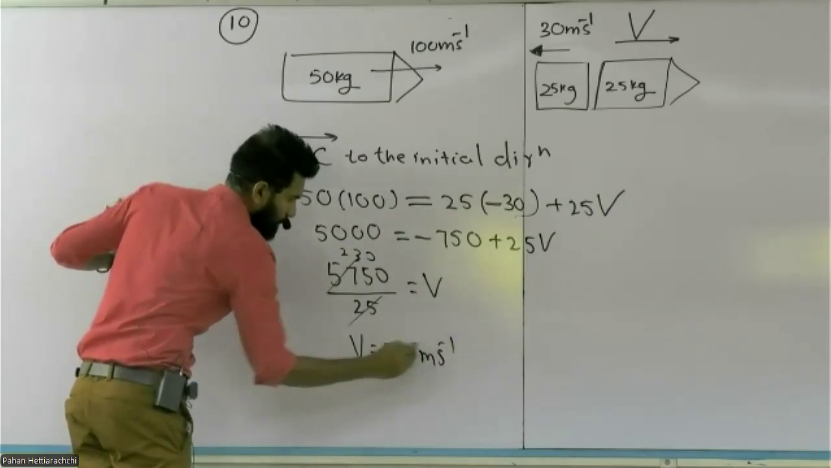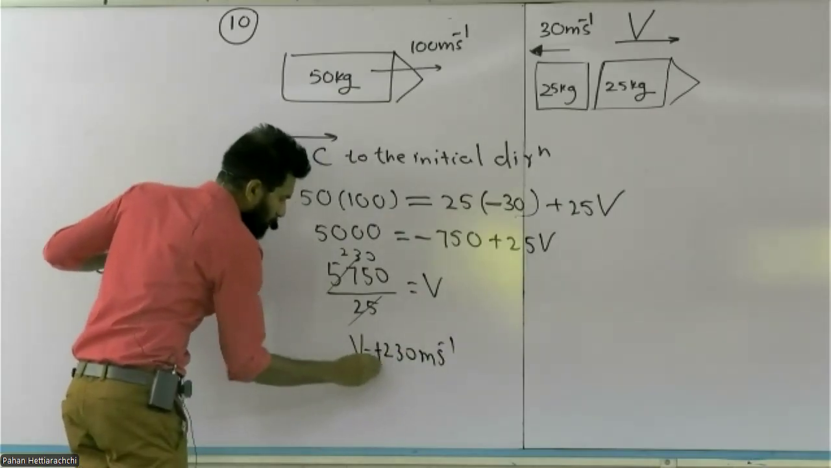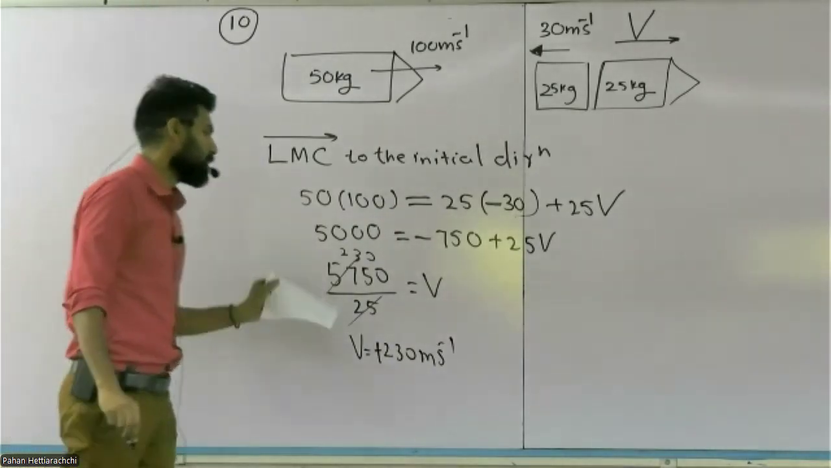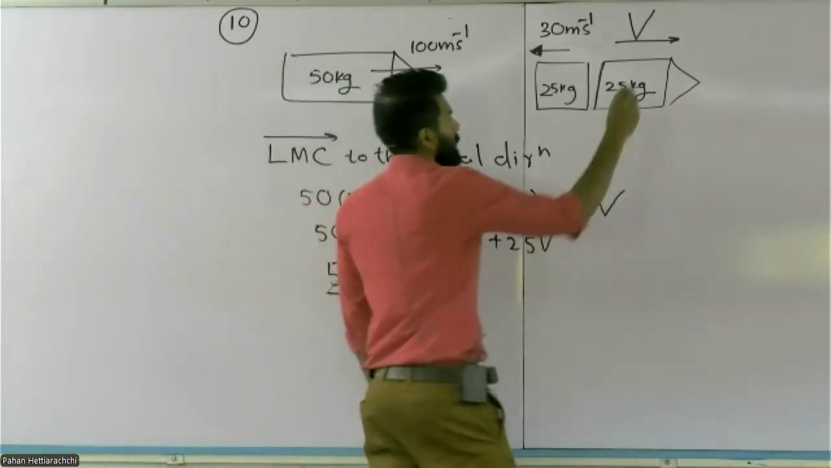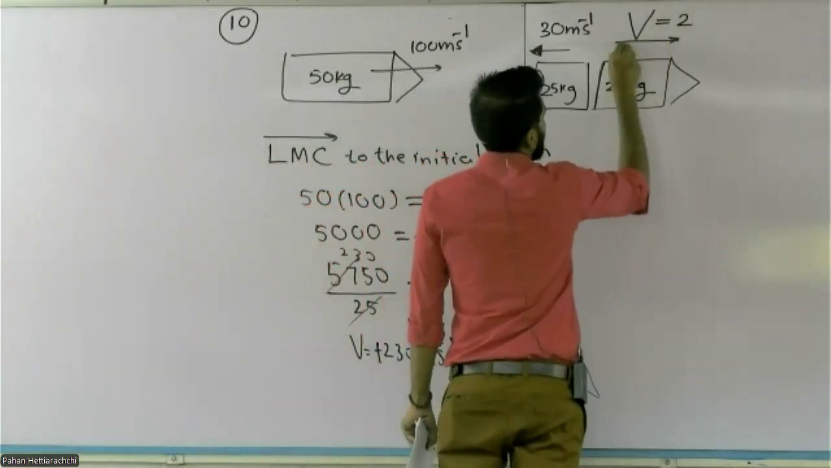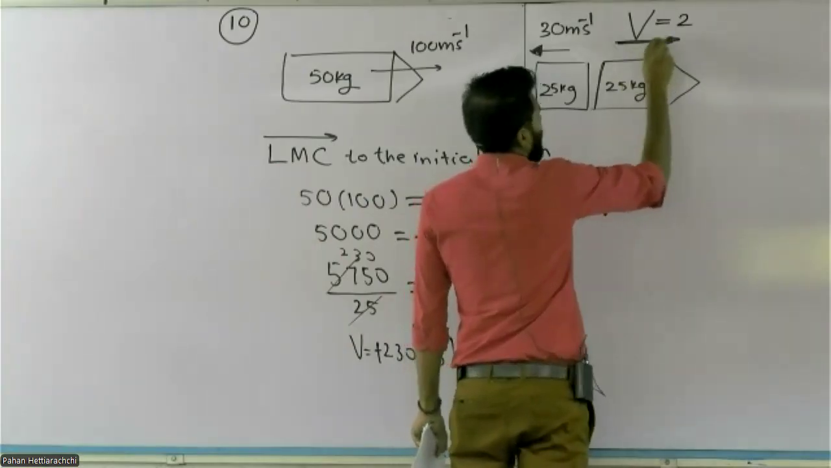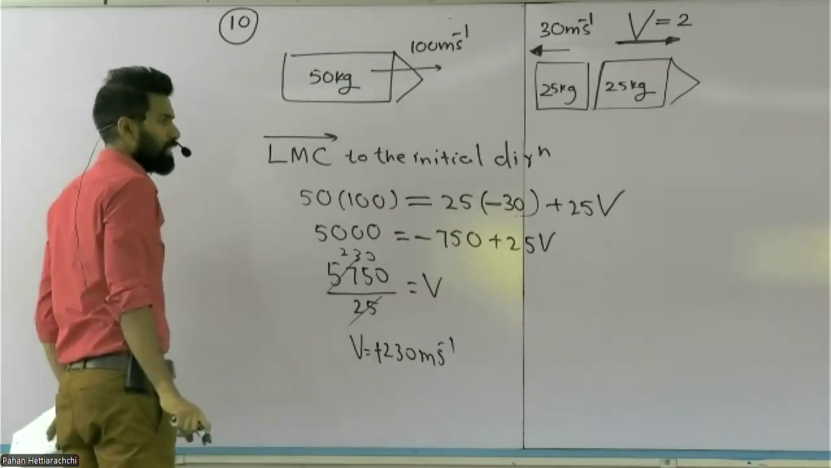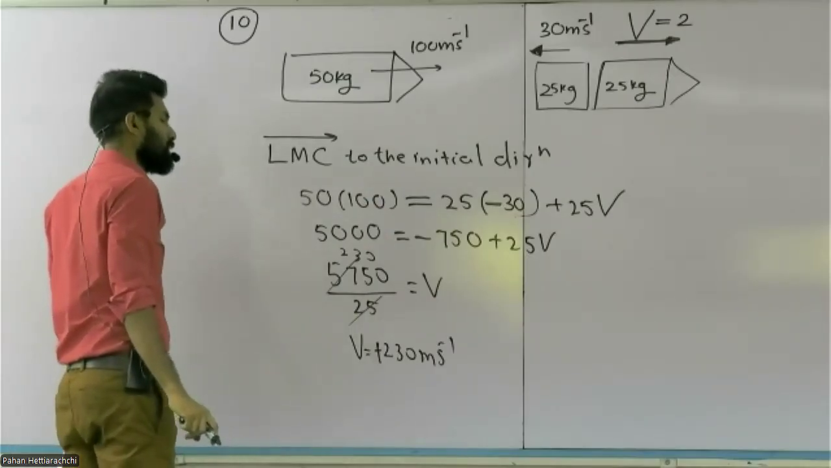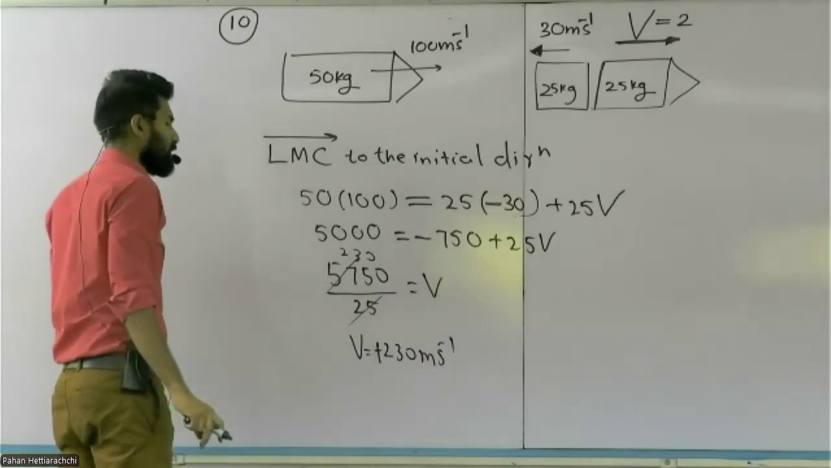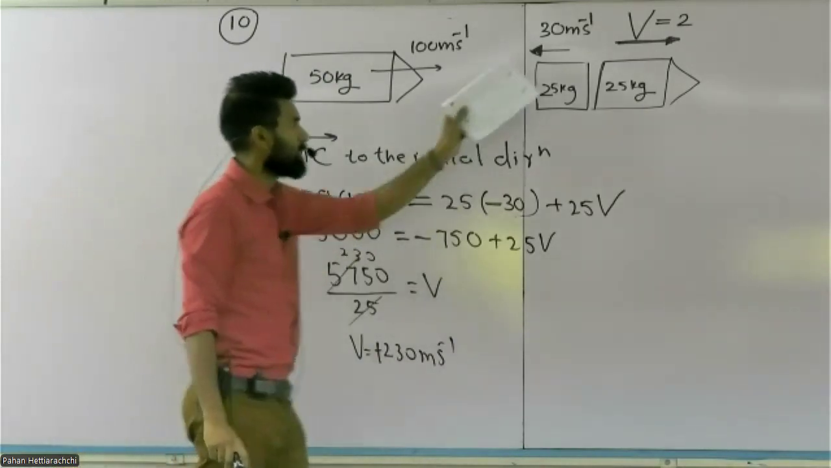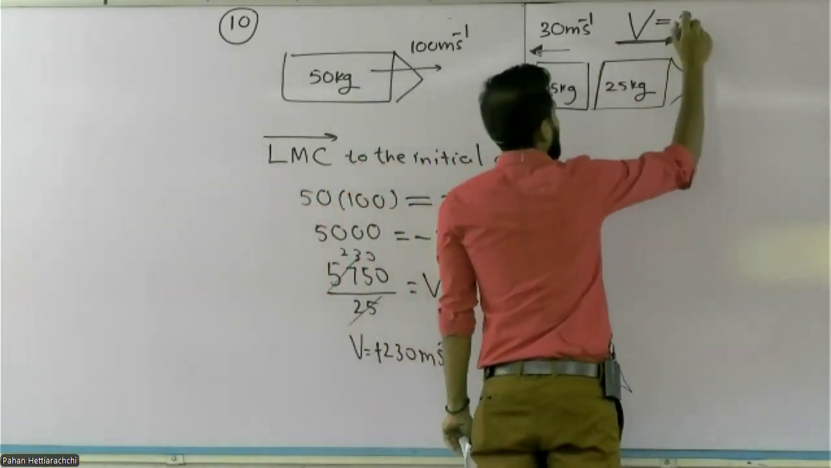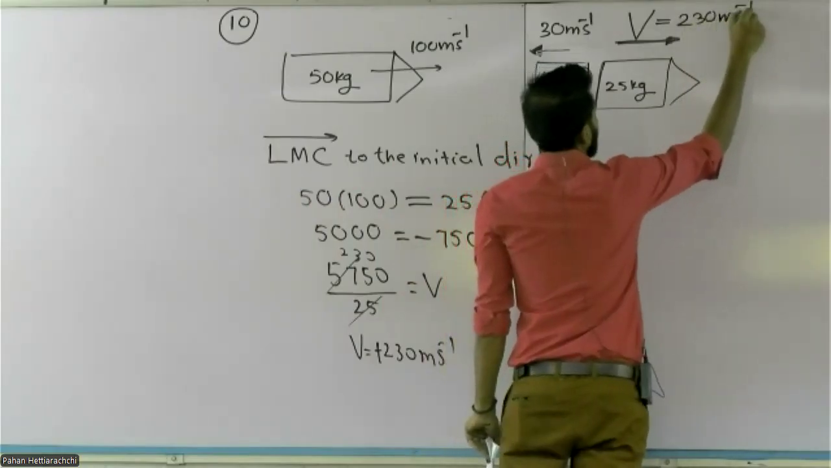You got a plus value, 230 meters per second, for the velocity V of the other fragment. What do you mean by plus? It is in the initial direction that you considered. If you get a minus value for the velocity, it hints that the velocity is in the opposite direction, not the direction that you considered. But here, no problem. You got a plus sign, so the considered direction is correct. To the initial direction, that fragment will have a 230 meters per second velocity.